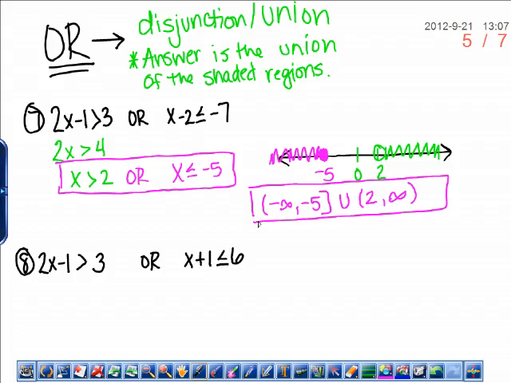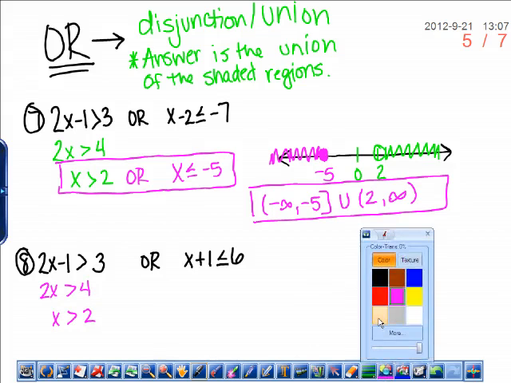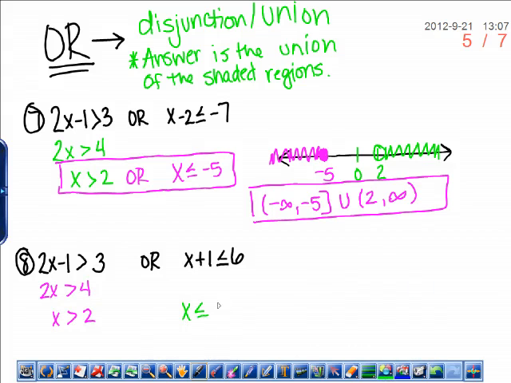Okay, let's look at number 8. 2x minus 1 is greater than 3, or x plus 1 is less than or equal to 6. So I'm going to go ahead and solve each side. You should get x is greater than 2 or x is less than or equal to 5. You cannot just assume that what you have written down is your solution. You've got to plot it on a number line, double check.